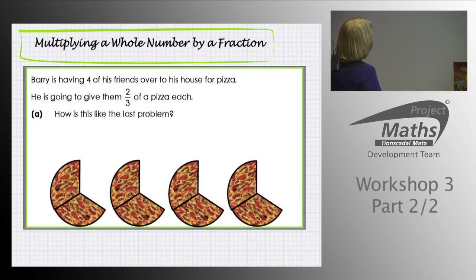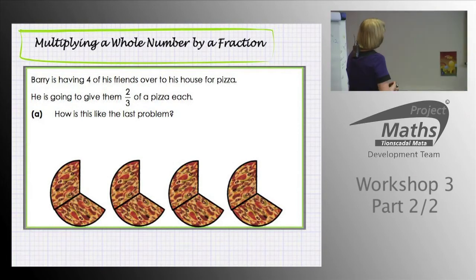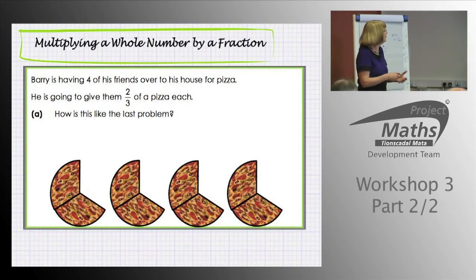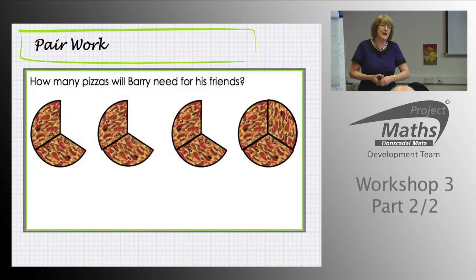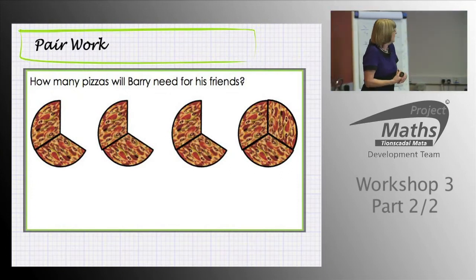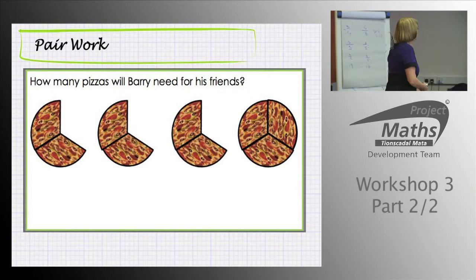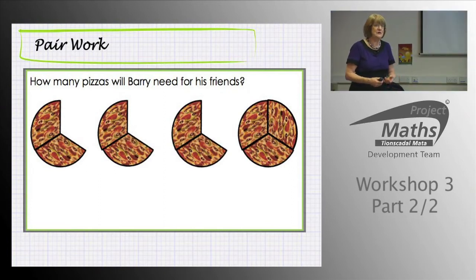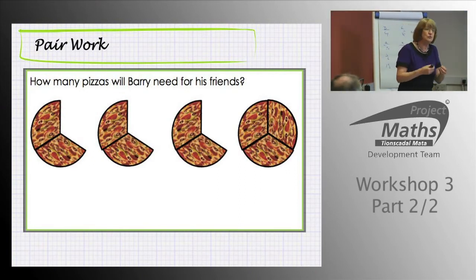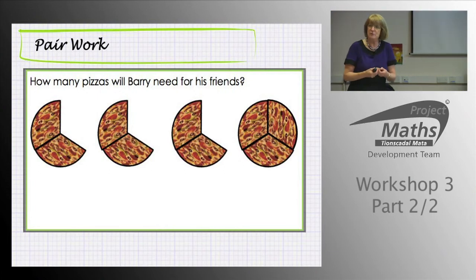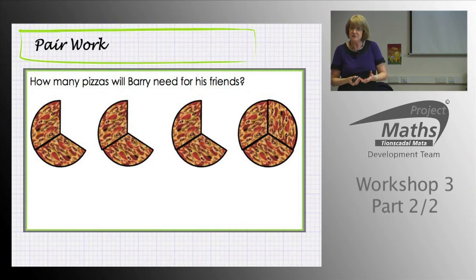Now, if you have 4 groups of 2/3, how many 1/3s have you? So this allows you to count your 1/3s. How many 1/3s have we? We have 8. So we have 8 1/3s. Now, how many pizzas will Barry need for his friends? So you could have a discussion then. Well, can he have 2/3 of a pizza? He'd have to buy 3 pizzas. If you really do want the answer 2 and 2/3, you'd probably have to restate the question and say, how much pizza would his friends eat in total?